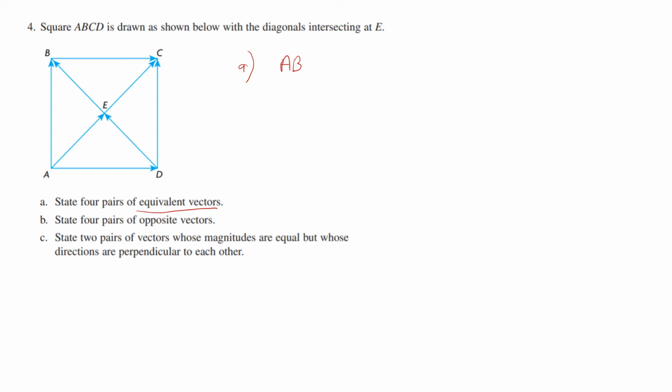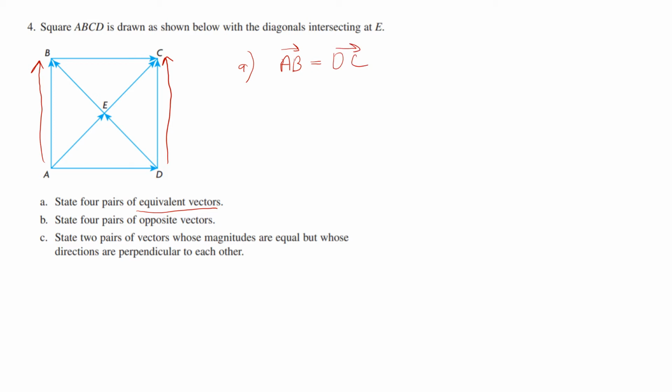For AB over here, it's parallel to DC. I look at the magnitudes as well. Since this is a square, those two sides are also equal to each other, right? And they also go in the same direction as well. So I will say AB will equal DC, right? So that's one, and I'll look for others.